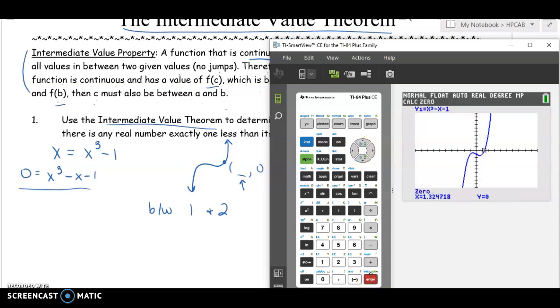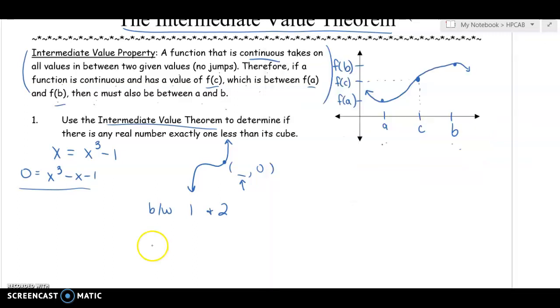And then guess. You'll get an answer of 1.325. Okay, so we know that x is 1.325, but the key part is the intermediate value theorem and explaining it.